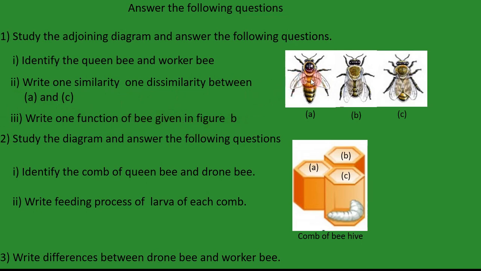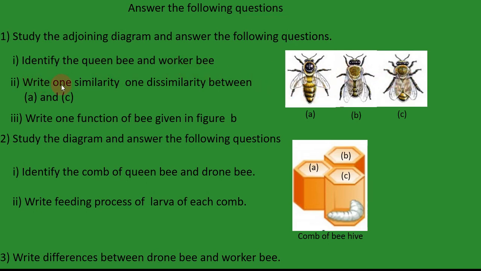So look here, three bees are given in these diagrams, A, B, C. You have to identify the queen bee and worker bee. So let us compare the abdomen. The longest abdomen is in figure A, so it must be the queen bee. So the queen bee is A. And figure B is a drone bee because the size of its eye is bigger than the other bees. So B is a drone bee, and the rest of the bee is a worker bee. There are only three types of bees, so the rest is the worker bee. So the queen bee is A and the worker bee is C.